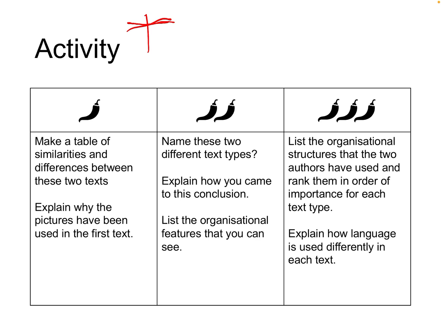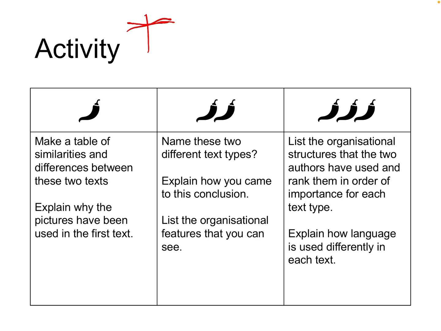What is it? It might be the sorts of language that they use. It might be organisational structures. It might be the use of pictures. It might be the specific words that they use or vocabulary. And then I want you to explain why the pictures have been used in the first text. Now, the most common answer we get with questions like this is that they look nice, to make the reader read it. And the reader isn't reading the text because they look at the pictures. The pictures should help them. Normally, it's to help them understand something. Why have those specific pictures been included? What does it help the reader to understand?